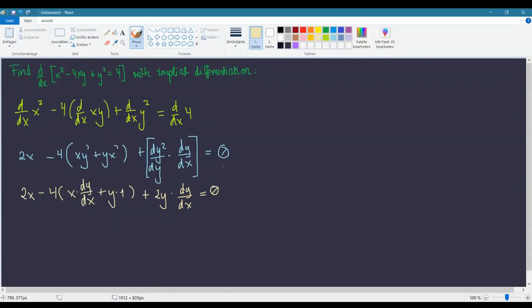So what we're trying to do now is factor out dy over dx by grouping. It looks complicated, and it actually isn't as complicated as it looks. We're gonna multiply the negative 4 through this bracket, and then we're gonna just start subtracting things, dividing by things, and we're gonna get there pretty fast. So this is actually 2x minus 4x times dy over dx minus 4y plus 2y times dy over dx equals 0.